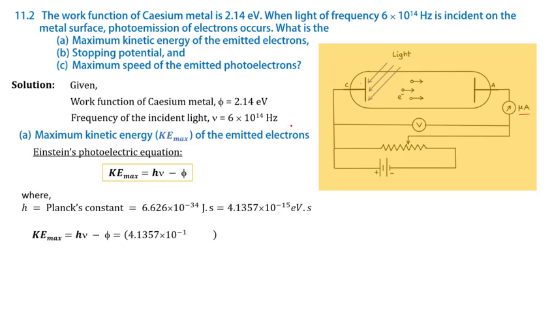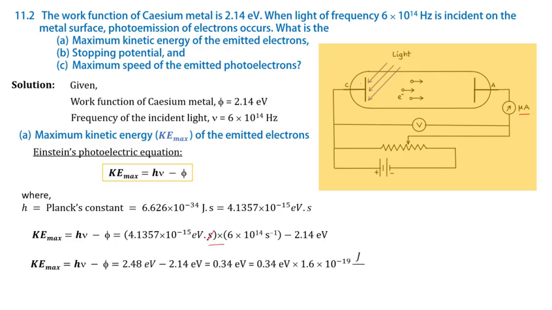So we can put the value of h in electron volt seconds and nu in second inverse; Hertz is equivalent to second inverse. If you put the values, this term becomes 2.48 electron volts. The second and second inverse cancel, so we are left with electron volts. We get 2.48 electron volts. When we subtract 2.14 electron volts from it, we get 0.34 electron volts.